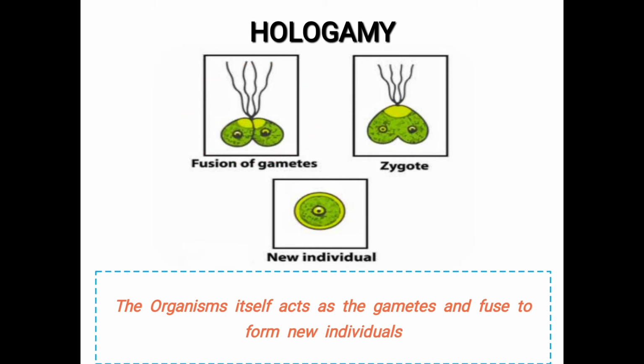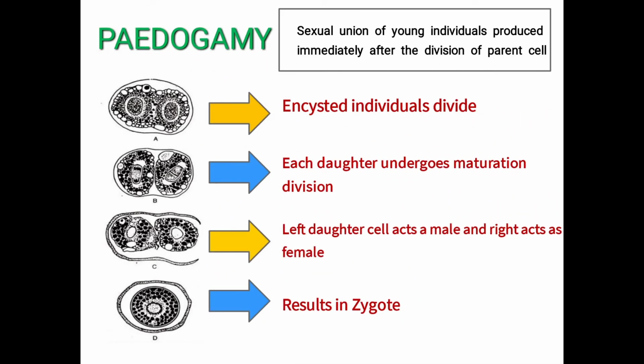The organism itself is acting as a gamete, and both organisms will come and fuse together and just form the zygote, and the new individual will be formed. You can see the diagram is very clear, right? So here in hologamy, there are no separate gametes formed. The organism itself is a gamete. It will go and fuse with another one and form the new individual. So this is hologamy.